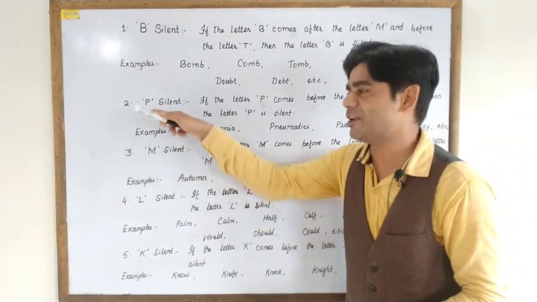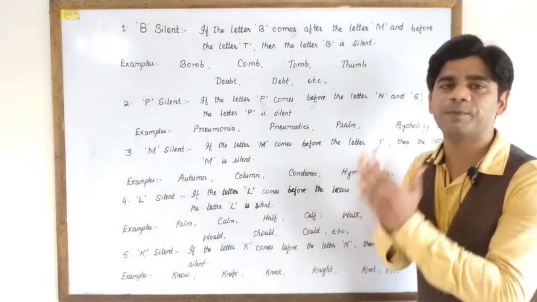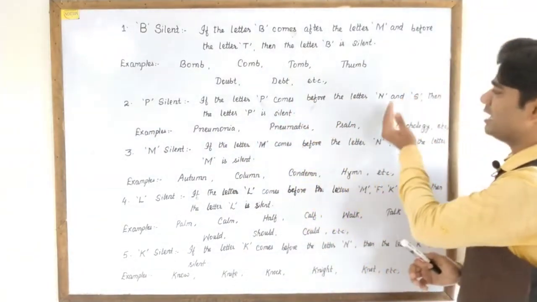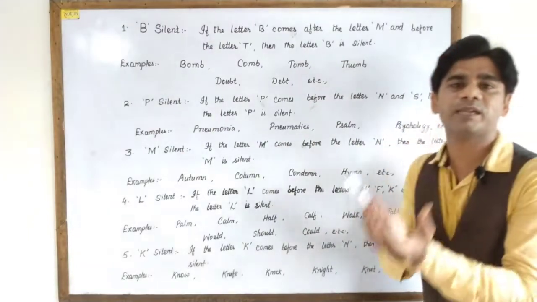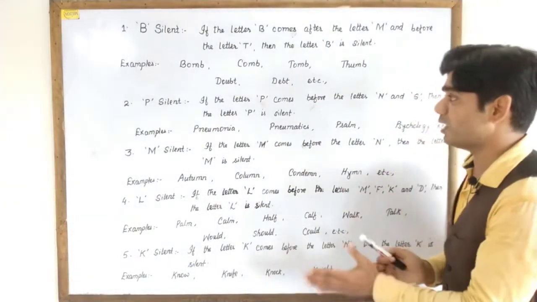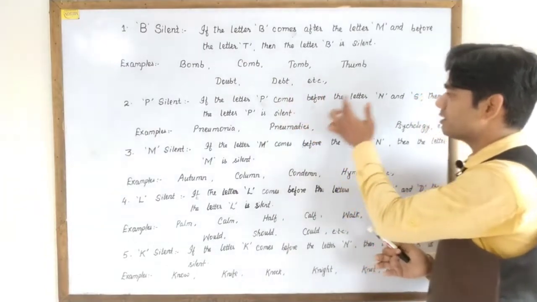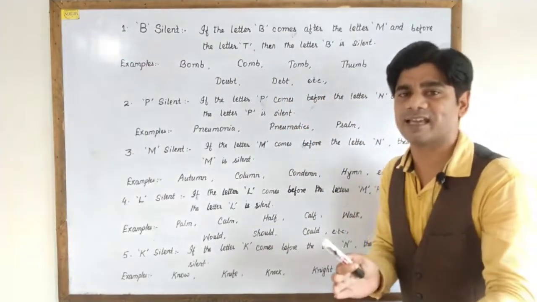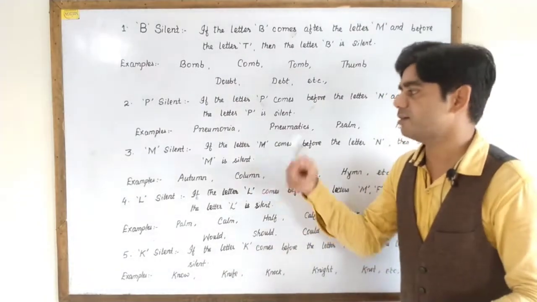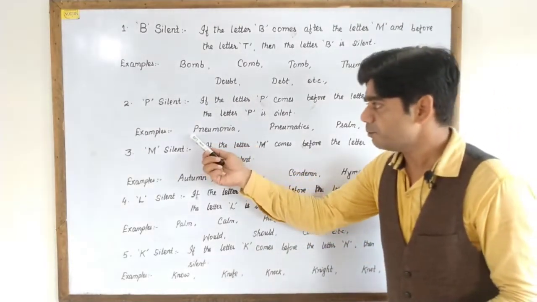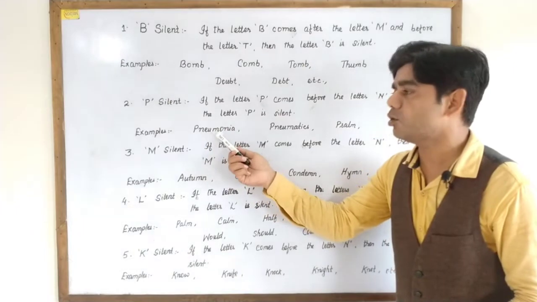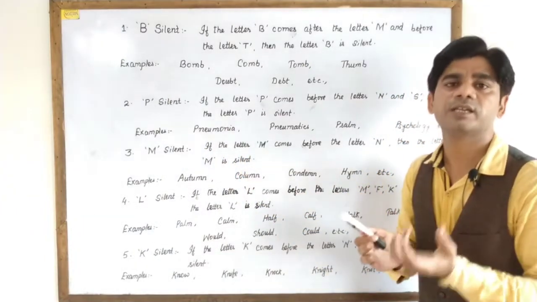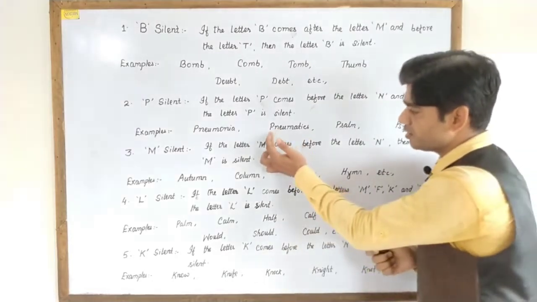Now we will move on to some more silent letters. That is letter P silent. When does the letter P become silent? If the letter P comes before the letter N and S, then the letter P becomes silent. We will understand this with some examples. P-N-E-U-M-O-N-I-A, pneumonia. So how will we pronounce it? Pneumonia.